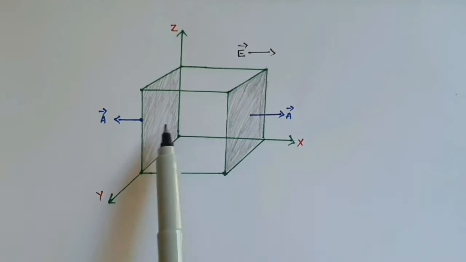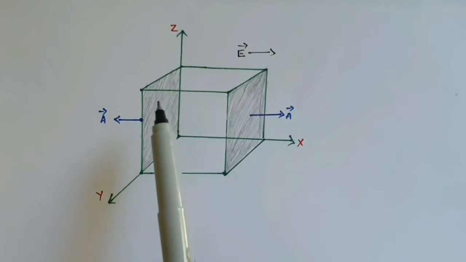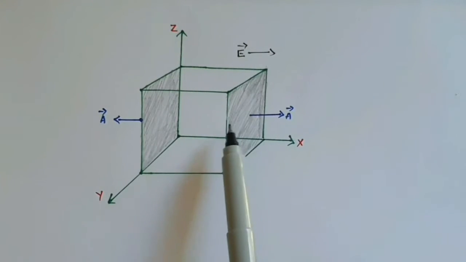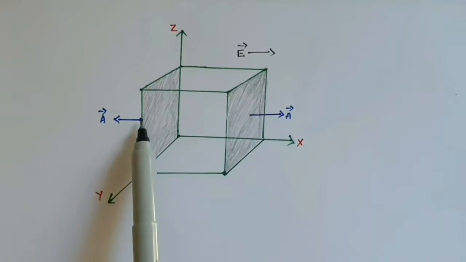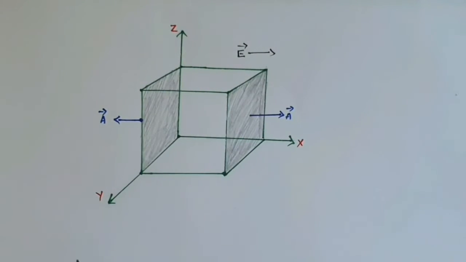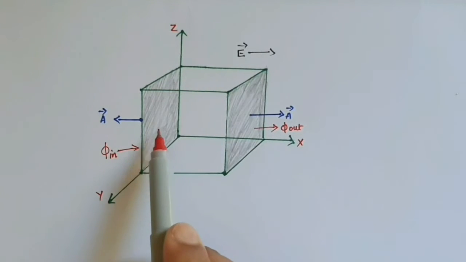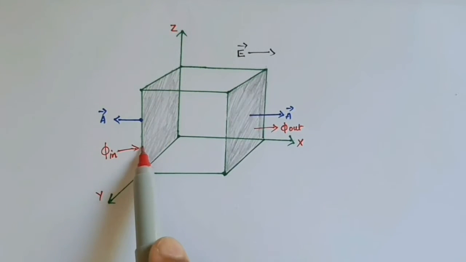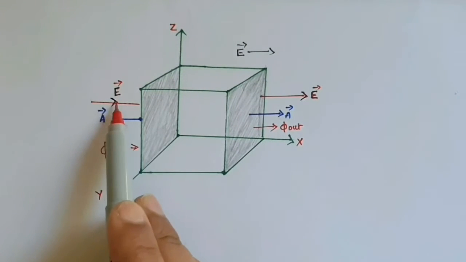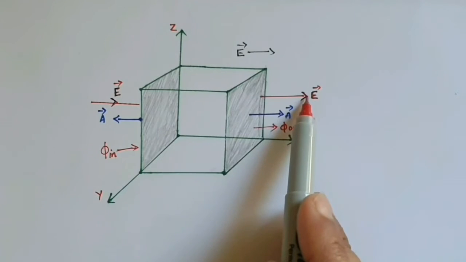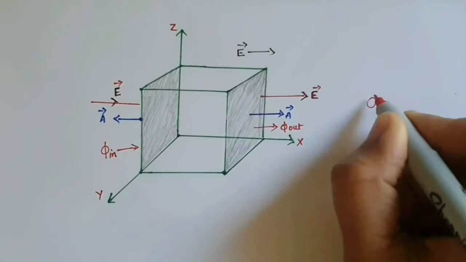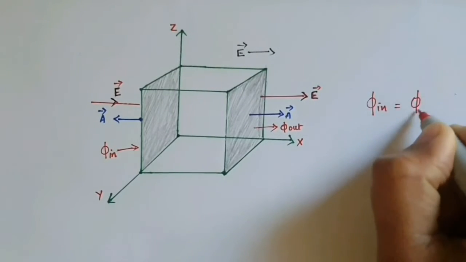Now consider the left and right faces of the cube. These two faces are perpendicular to the electric field. Therefore, the area vector is acting along the field, so the flux will pass through these two faces. Through this left face, the flux enters into the cube and it leaves out through the right face. Since E is the same for the left and right faces because this is a uniform electric field, phi in is equal to phi out.